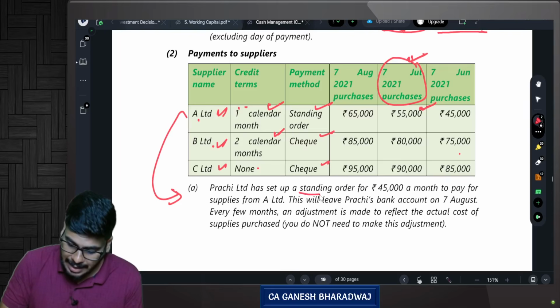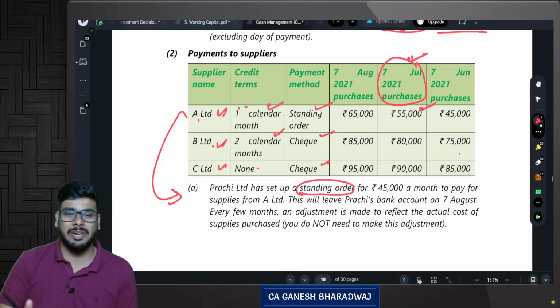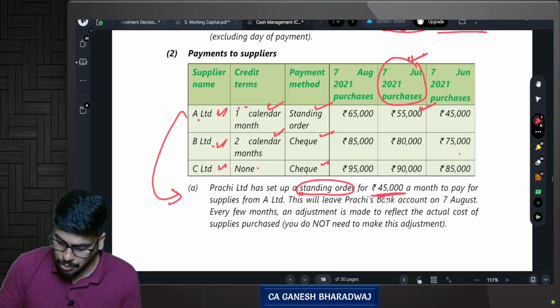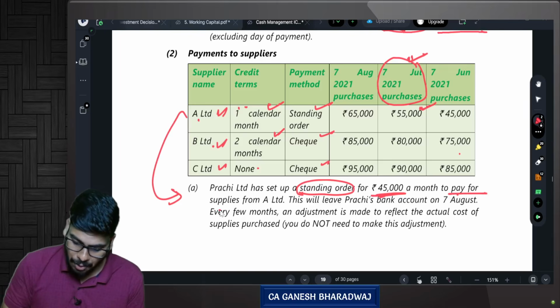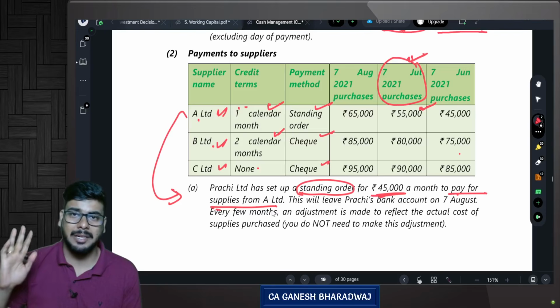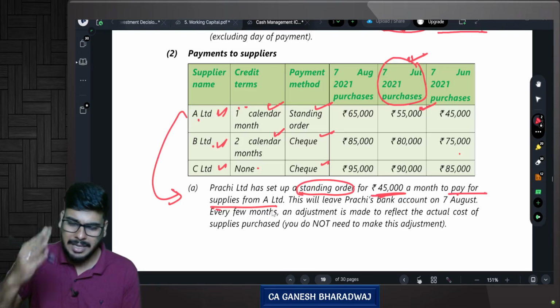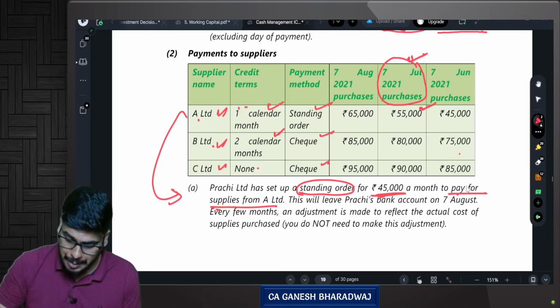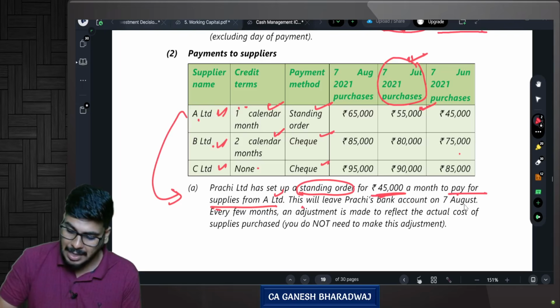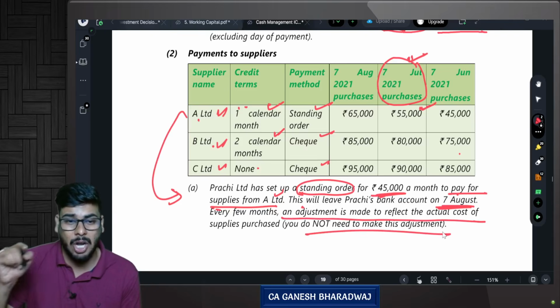Prachi Limited has set up a standing order. Standing order means they have given an instruction to the bank for 45,000 rupees a month to pay for supplies from A Limited. So Prachi Limited has told their bankers, look, every month pay a flat 45,000 rupees on 7th of every month. Correct? This payment will leave Prachi's bank account on 7th of August. Every few months an adjustment should be made, and this adjustment is not made during this period.